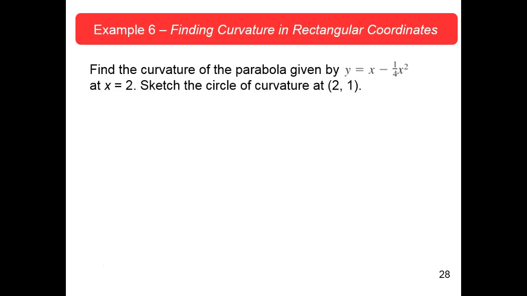Now, what they're assuming there, and I think it's a good thing to check, when x is equal to 2, y is equal to 2 minus 1/4 of 2 squared, which would be 2 minus 1/4 of 4, which would be 2 minus 1, which is 1. So sure enough, that is your y value. So make sure you're on the right place, and you are. So find the curvature of the parabola given by that curve.